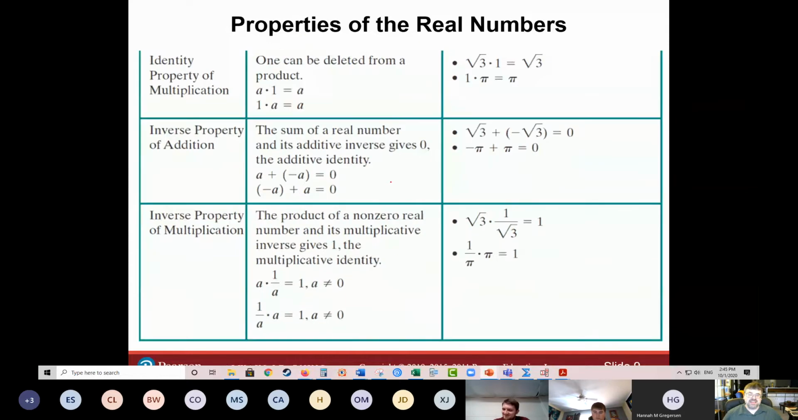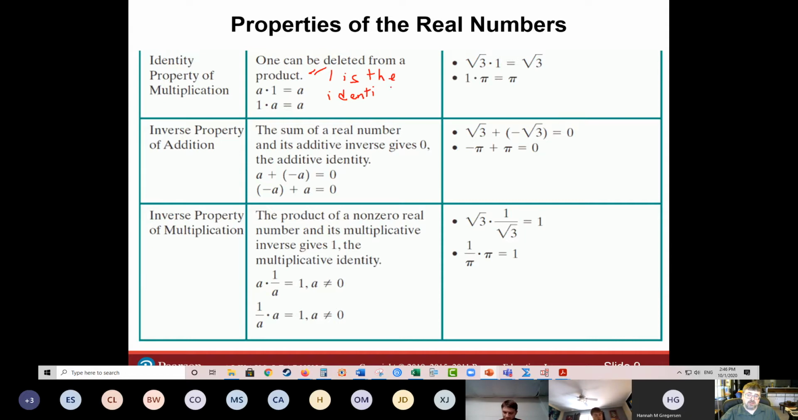The second identity property is the property of multiplication. And again, your book bizarrely says this means one can be deleted from a product, which is one of several things in your book that makes me sigh, but I don't get to choose the book for this class. Again, it simply means that any number times 1 is that number, or 1 times any number is that number. And we say that 1 is the identity element of multiplication, or the multiplicative identity.